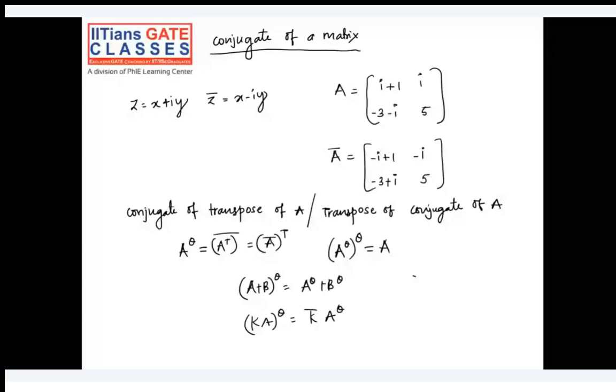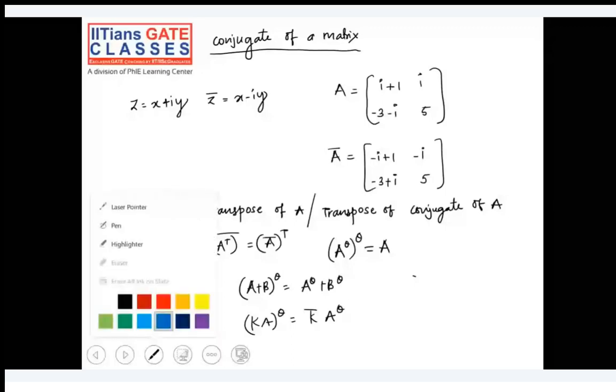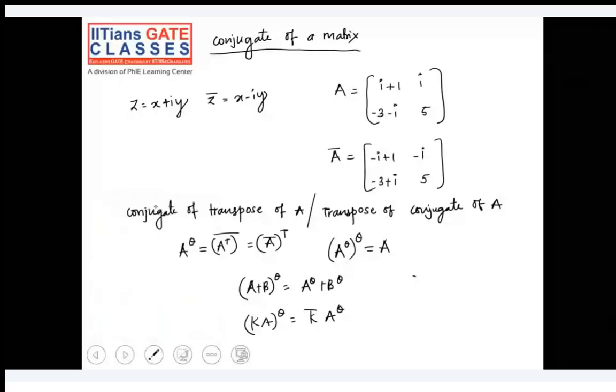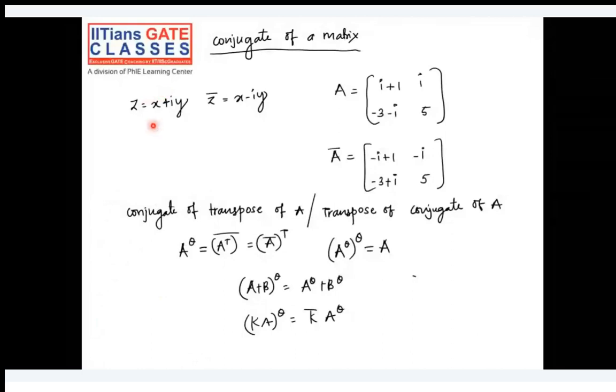You know conjugate numbers in complex numbers. If z is a complex number, which is x plus iy, then its complex conjugate is x minus iy, right? So these complex conjugates we generally write as x plus or minus iy, like this.